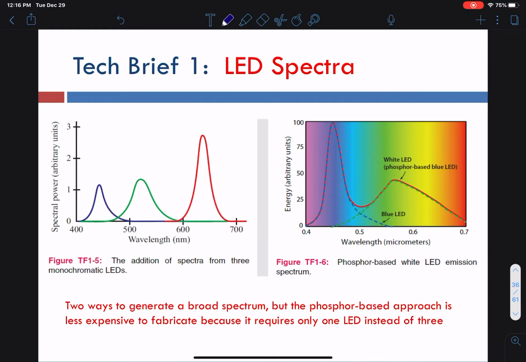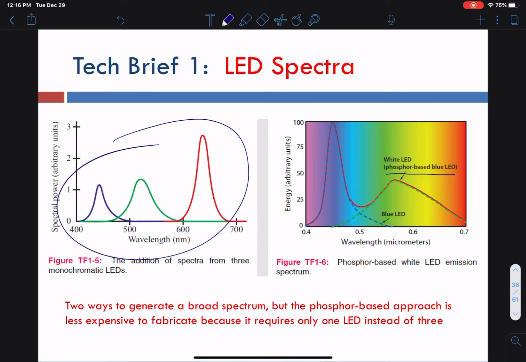You can make a white LED by combining all three colors: red, blue, and green. But it's very expensive to have three different LEDs combined in one to make white.